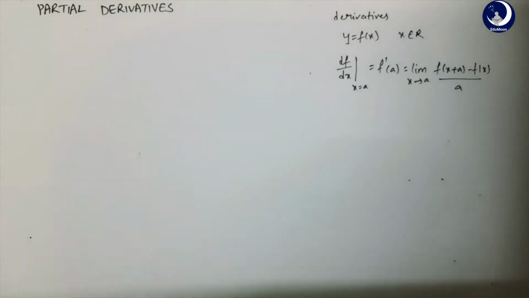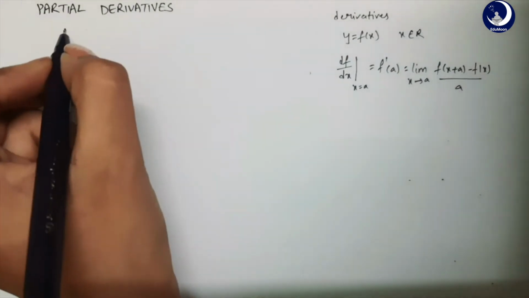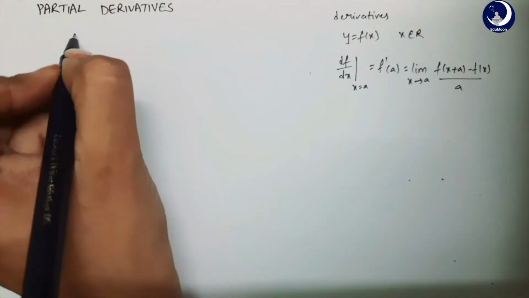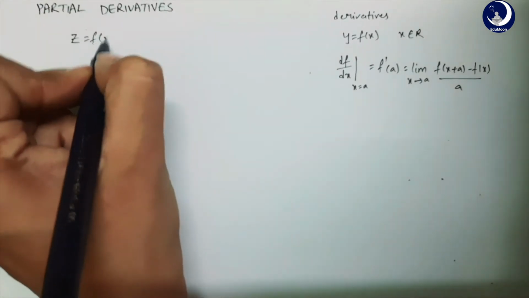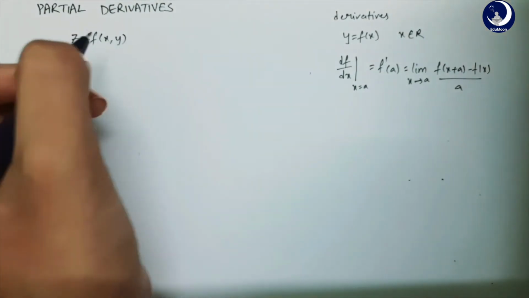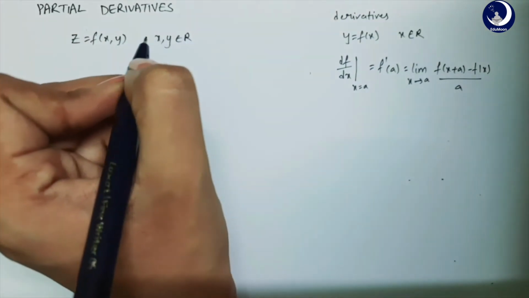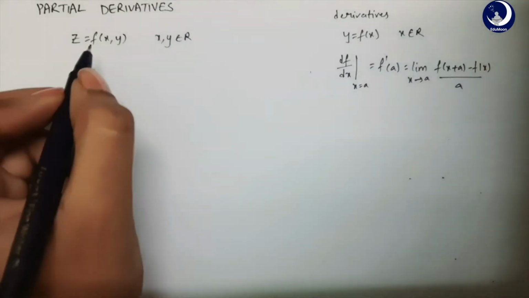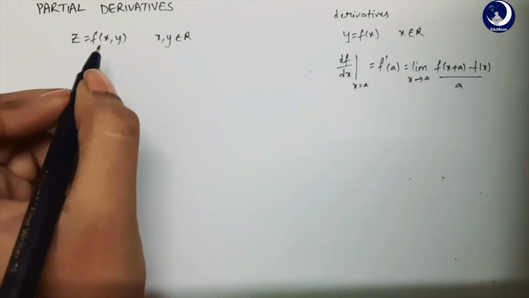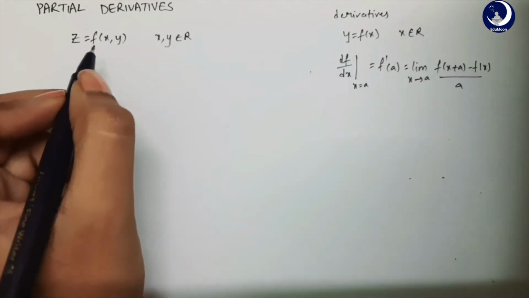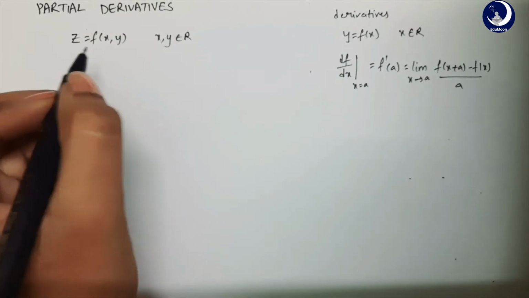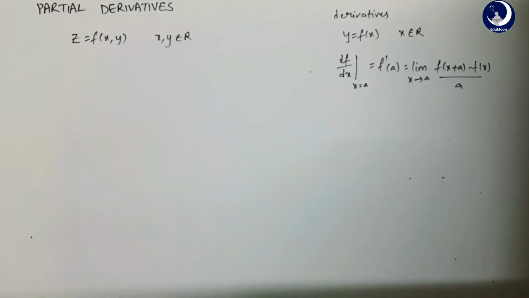Let's put that aside. Now, for partial derivatives, like I said, they are for multivariable functions. So let's take a function z equals f of x comma y, where x and y are the independent variables and x and y belong to R, that is, the real numbers. Since this function has two variables, we can't directly differentiate it with both the variables at the same time. So we can differentiate the equation with one variable at a time.